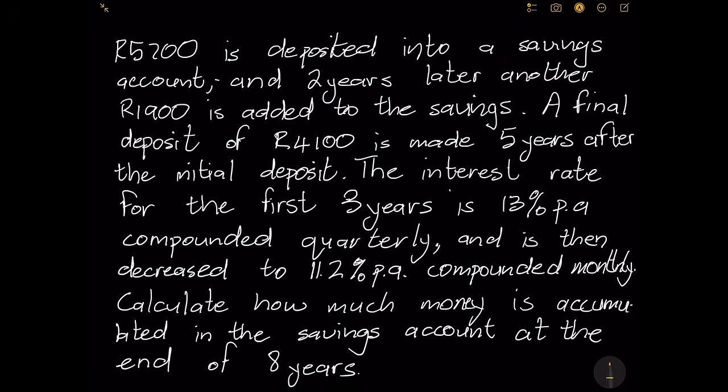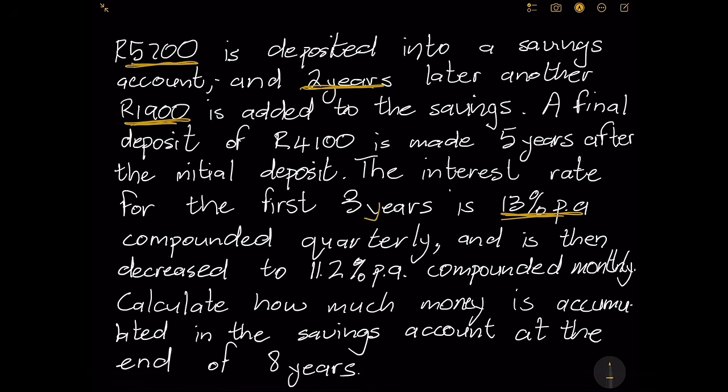Right, now they say to us 5,700. That's our first example. They say it's deposited into a savings account, so that's our initial amount. And 2 years later, another 1,900 is added to the savings. So we know this is after 2 years. Then they say a deposit of 4,100 is made 5 years after the initial deposit, and the interest rate for the first 3 years is given to us as 13% per annum.